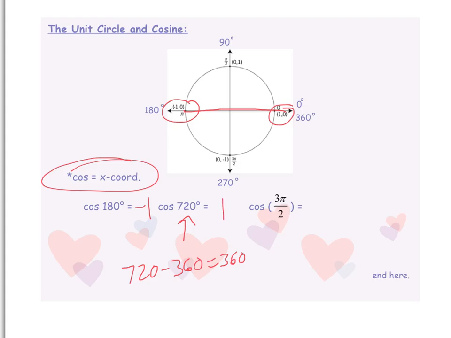Okay? 3 pi over 2. Remember that pi over 2 is 90 degrees, so go 1 pi over 2. There's 2 pi over 2. And there's 3 pi over 2. X-coordinate is 0. Therefore, the cosine value at 3 pi over 2 radians is 0. Okay.